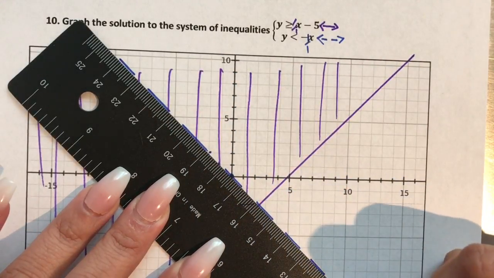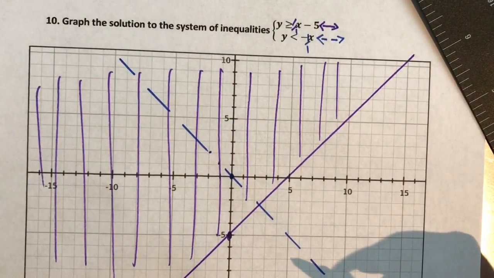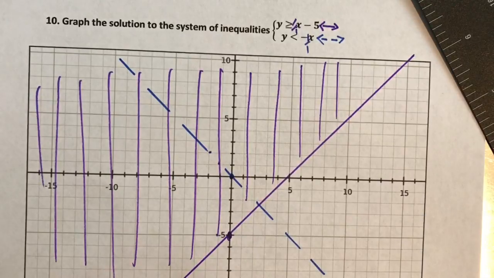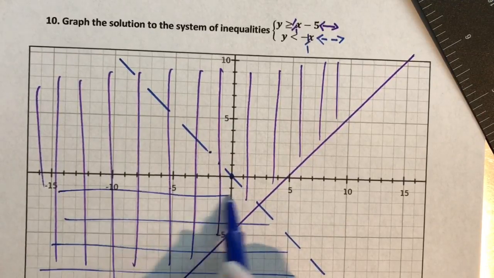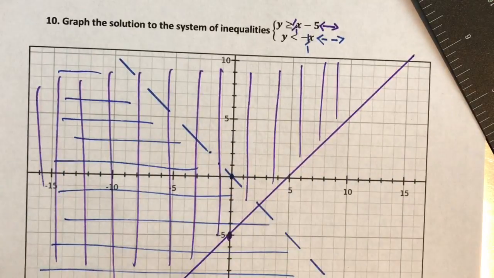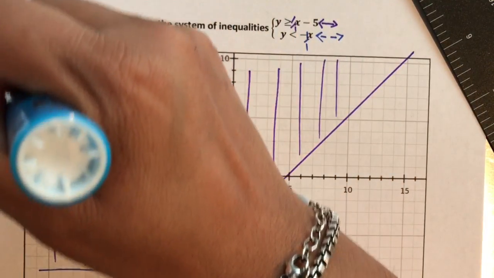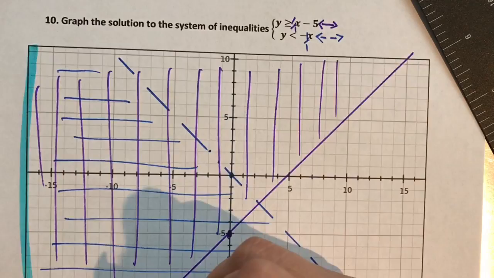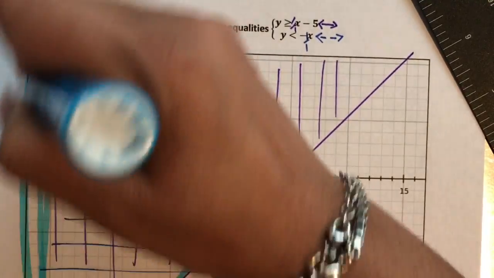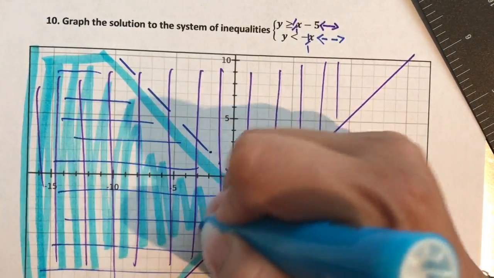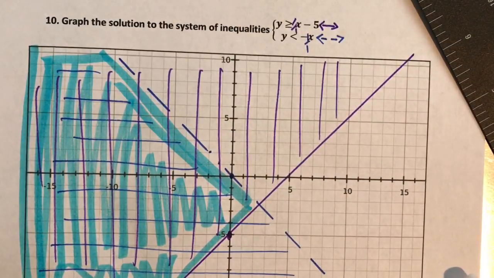And the solution will be the area of overlap. So we're going to go ahead and shade everything to the left. That makes my solution area right in here. So let's highlight it. This entire overlap right in here, all that is my solution area. Okay? And that will be number 10.